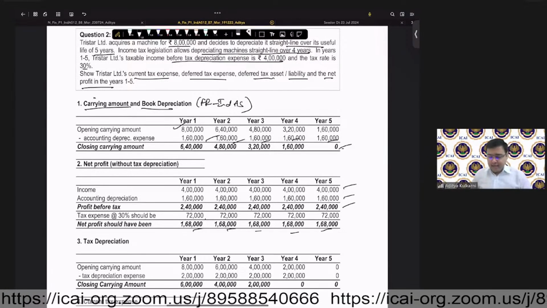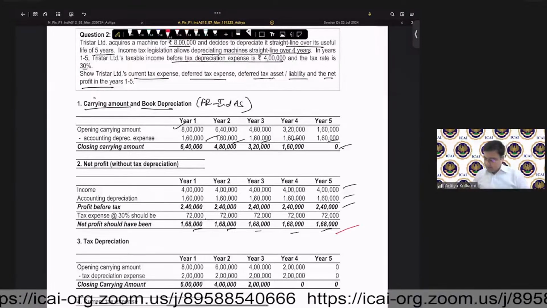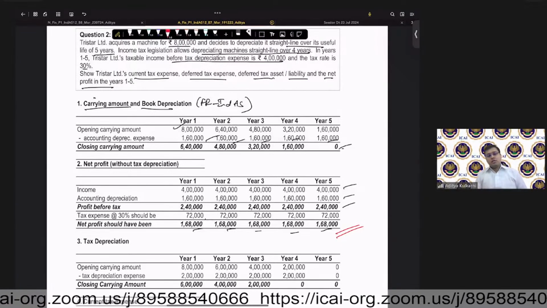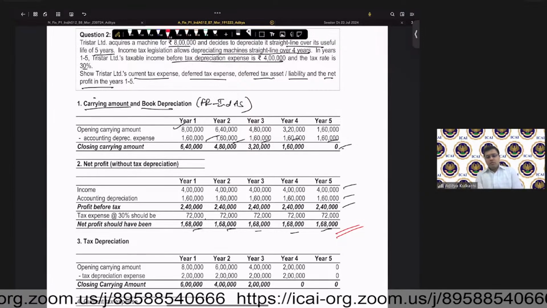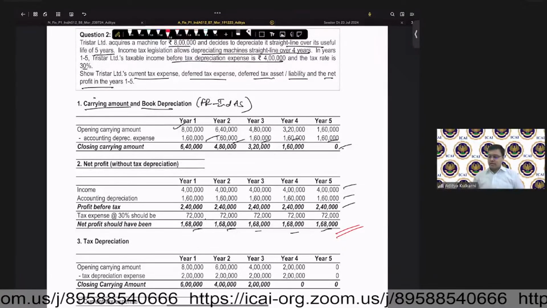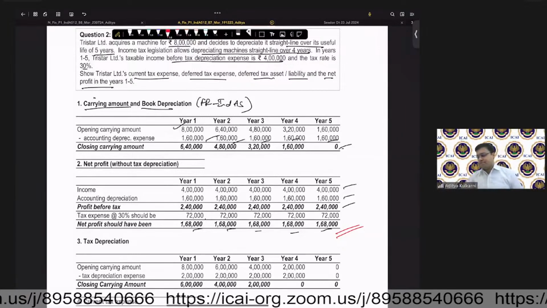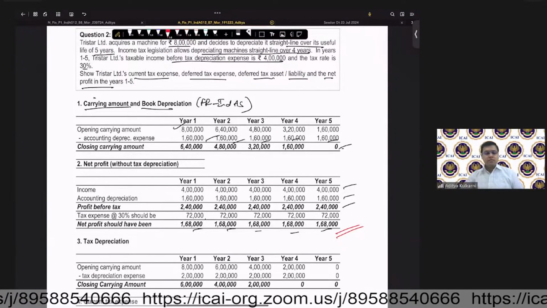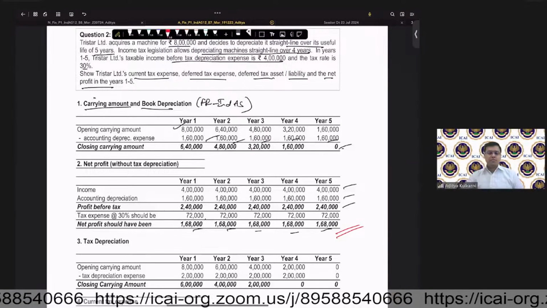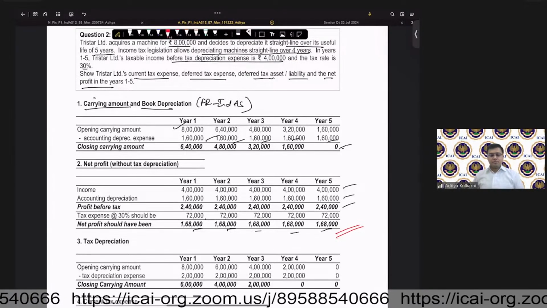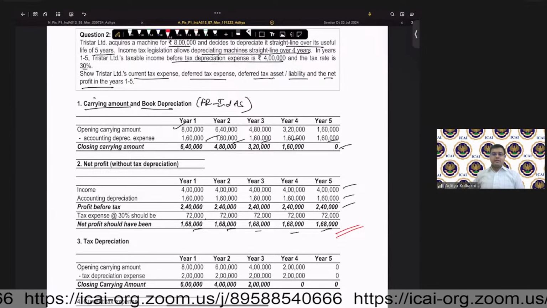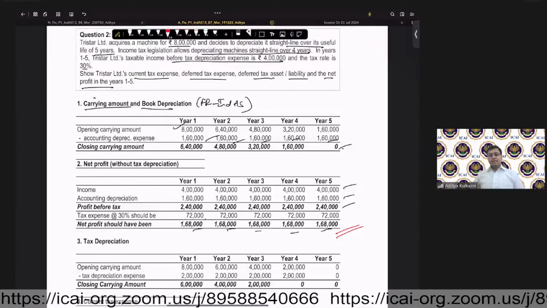Till now, does anybody have any doubts? Manish, Abrakesh, any doubts till now? No doubt. Okay. Till now, it is clear. Abrakesh, any doubts? No. Okay. Now, let us look at the income tax.